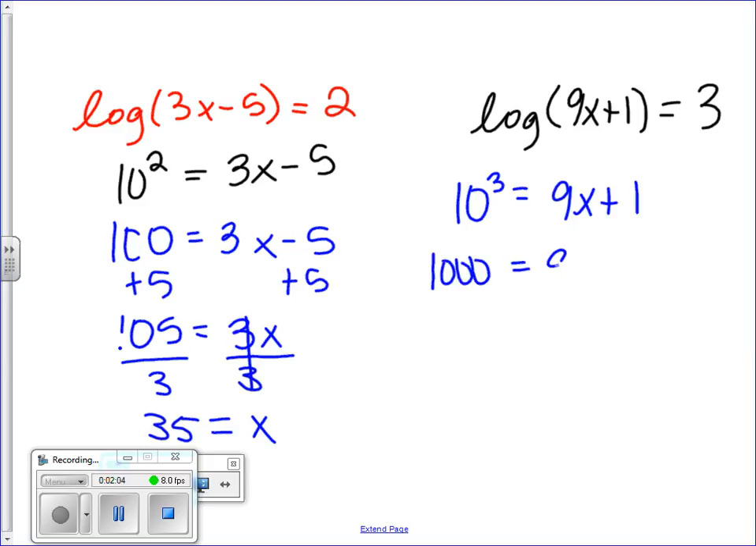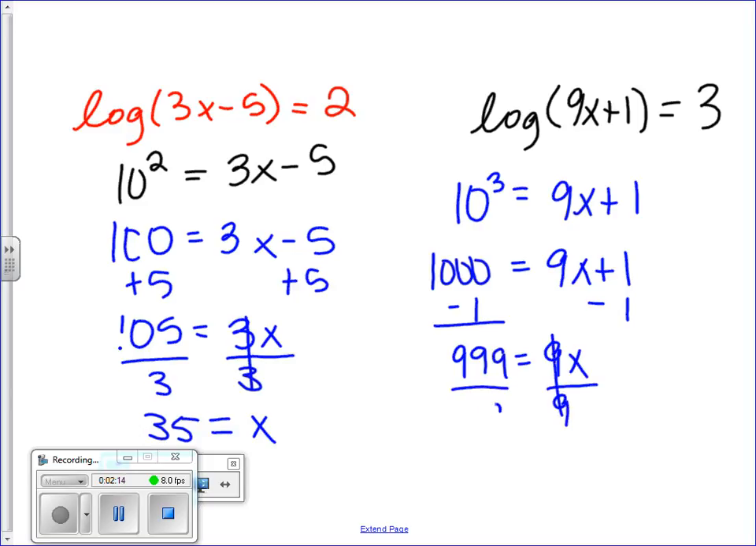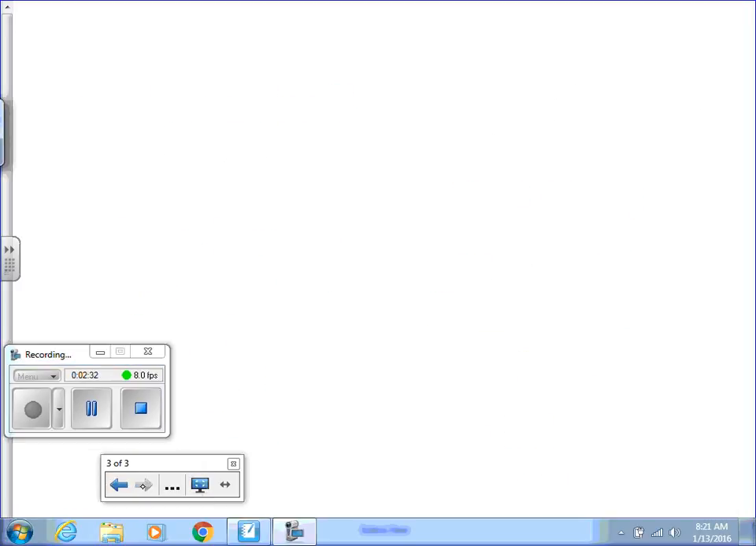Yeah. And then subtract 1. 999 is 9x. Right? Looks like what? Okay. Alright, now sometimes they're a little bit uglier, but I still don't think they're hideous. Okay?